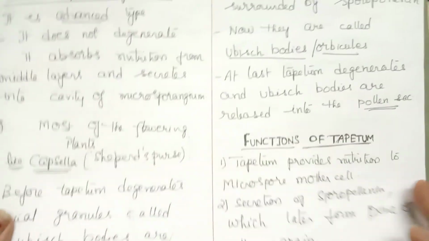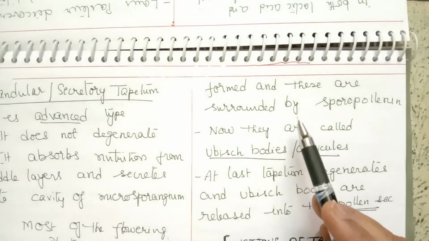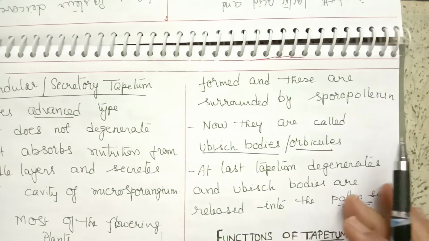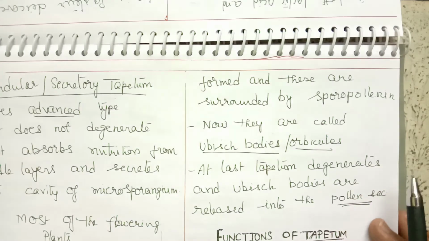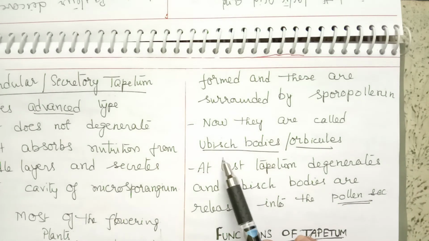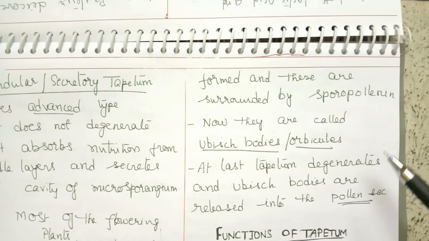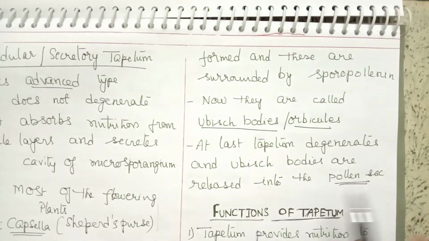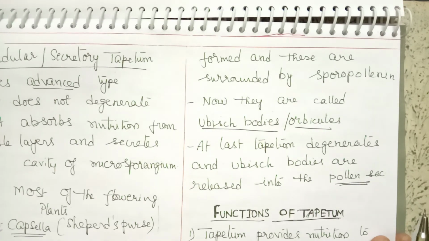These pro-Ubisch bodies will also be surrounded by sporopollenin, and now they are called Ubisch bodies. You know, sporopollenin is found in the exine of the pollen grain, the outer layer of the pollen grain. Therefore, these Ubisch bodies later help in the formation of the pollen grain. And at last, when the tapetum degenerates, Ubisch bodies are released into the pollen sac.